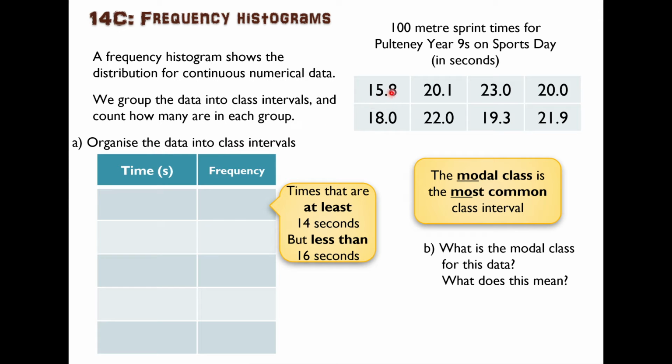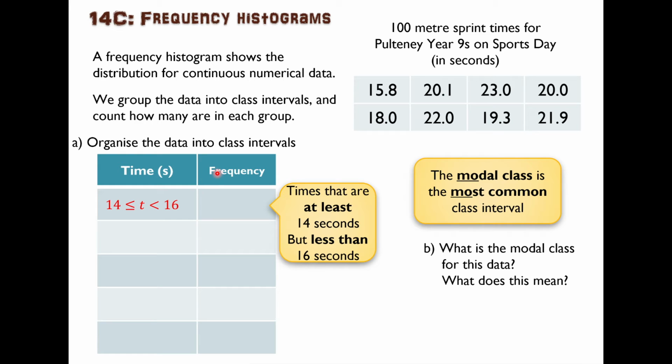So maybe we'll organize it in 2-second groups. The first group, let's go from 14 seconds to 16 seconds. So I'll do it in groups of 2 seconds. You might notice that I've got these symbols here. This means 14 is less than or equal to t, which is less than 16. The reason I've done that is because this means that t has to be less than 16 seconds. If it's exactly 16 seconds, we'll put it in the next category. But t has to be at least 14 seconds. If it's exactly 14, we'll pop it in this category.